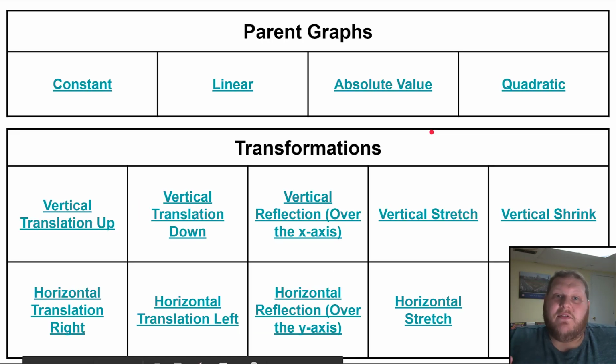I know that was a lot of information. Take your time and feel free to rewatch different things. I would especially focus on the ones that you struggle with. I think for most people, these translations are very easy. They're just shifting around. And really, even the reflections are not too bad either. It's really going to be focusing in on the stretching and shrinking that's going to take the most to get used to. And that's okay.